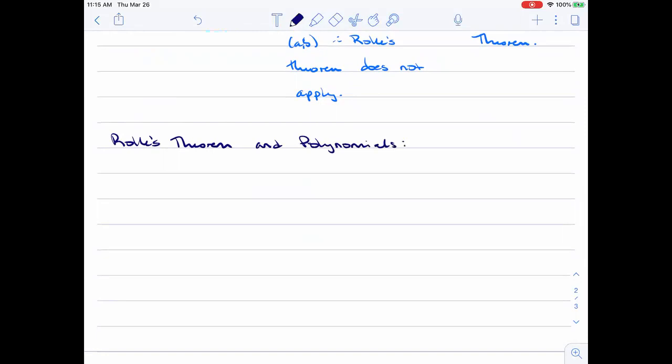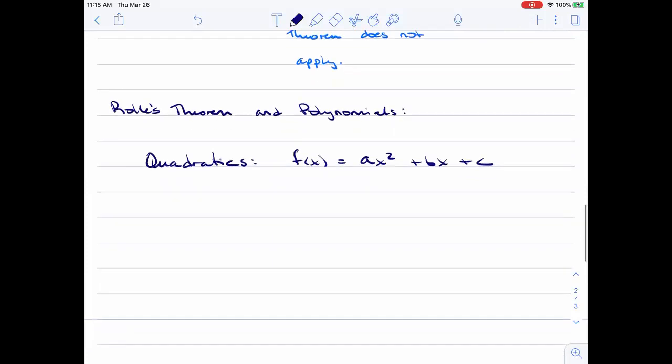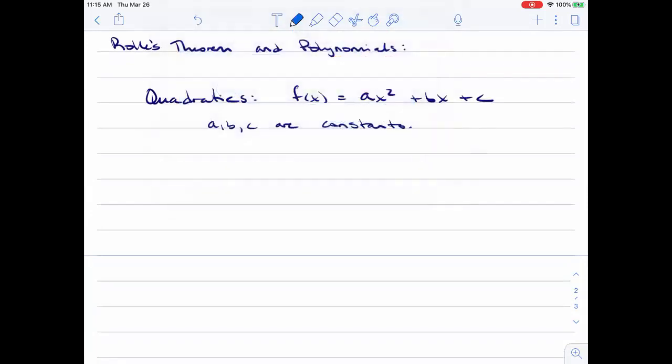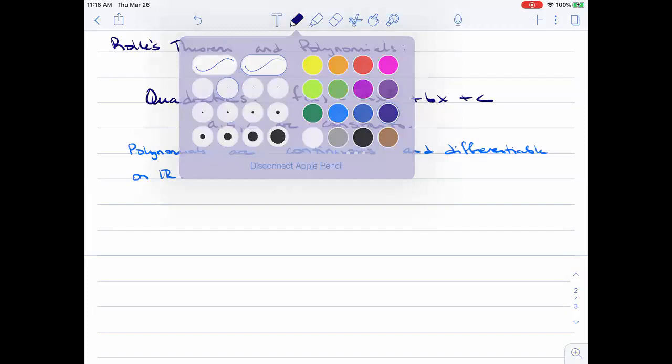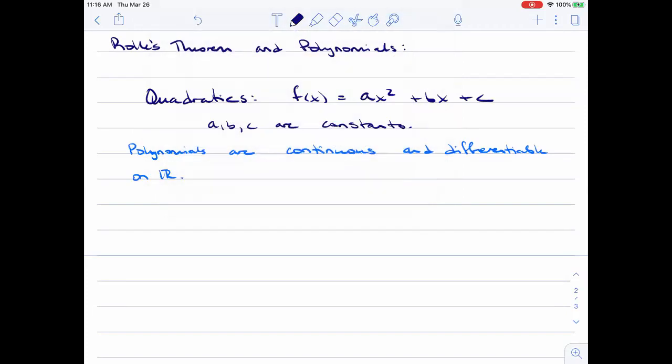What's nice about polynomials is that they are always continuous, and they're always differentiable. And so if we specify and talk about quadratics, then we have f of x is ax squared plus bx plus c, where a, b, and c are constants. Put a little note here. Polynomials are continuous and differentiable on the set of real numbers. And so that's good, because then we've satisfied the first two criteria.